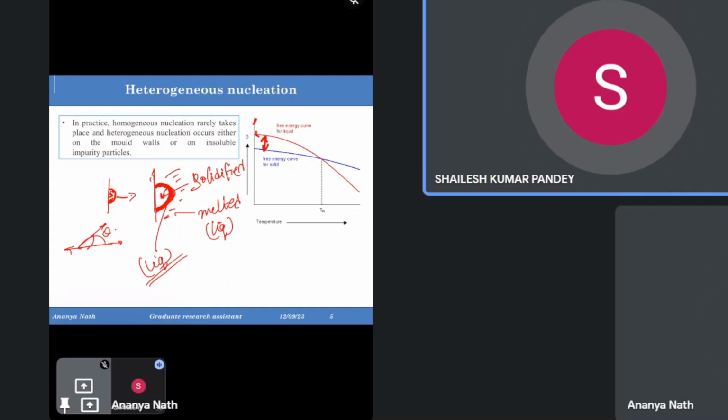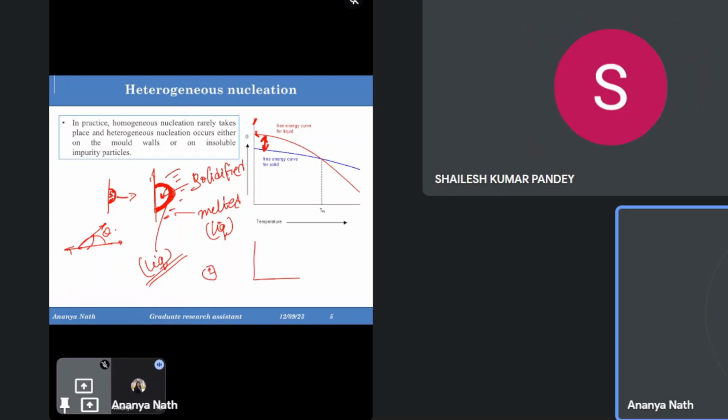Ma'am, I have one doubt here. We discussed the free energy, the surface free energy and volume free energy. In the case of surface free energy, if the spherical radius is very small, the surface energy will dominate over the volume free energy. Ma'am, can you explain what this energy means with some diagram? I'm not able to understand how the volume energy is getting decreased and the surface energy is always getting increased.